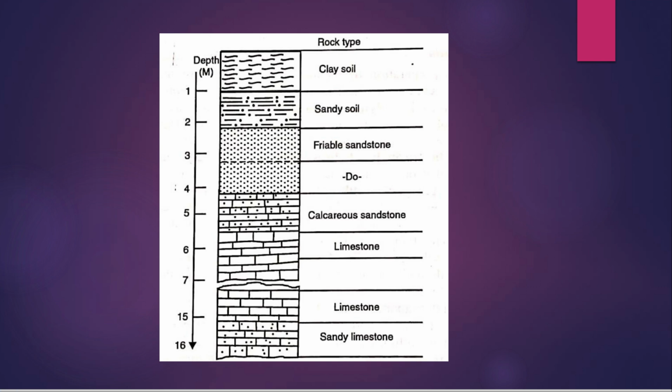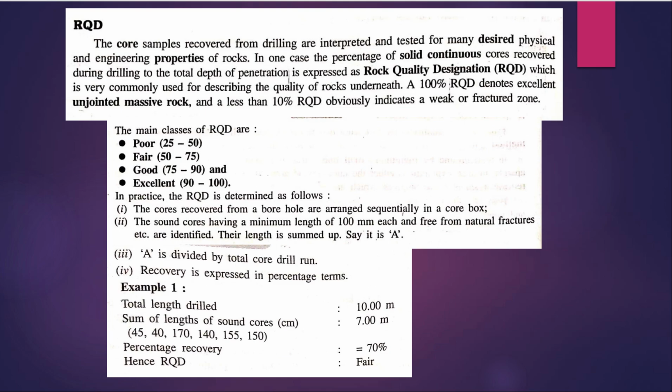Now how is rock quality designation, or RQD, found out? The core samples recovered from drilling are interpreted and tested for many desired physical and engineering properties of rocks. In one case, the percentage of solid continuous cores recovered during drilling to the total depth of penetration is expressed as rock quality designation. So, rock quality designation is a factor that represents the quality of the strata.